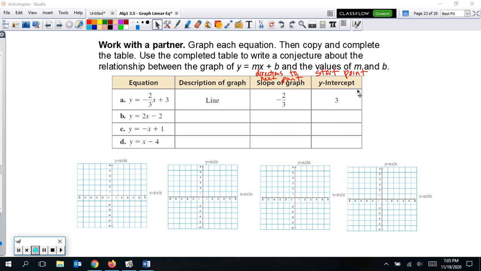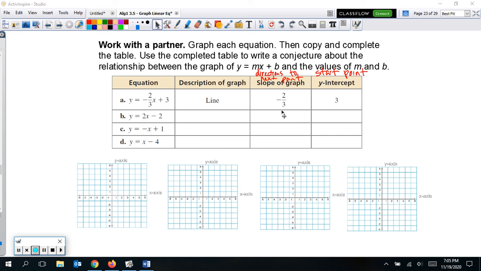Now A is kind of filled in already for you. So this one you want to graph here on your first one. So graph A, you'll graph that one. But then you're going to fill in this one. In the description of the graph, these are all linear functions. They're all y equals mx plus b. So the description of the graph should be the same all the way down. It's a line for all of those.